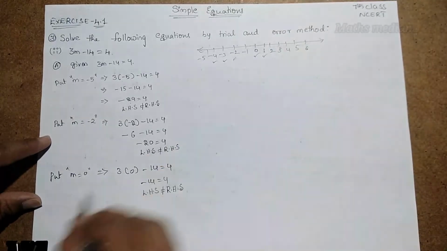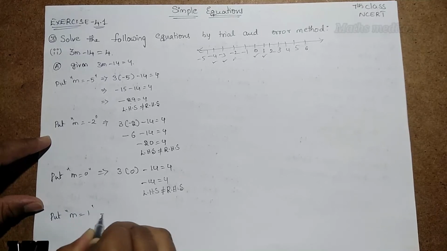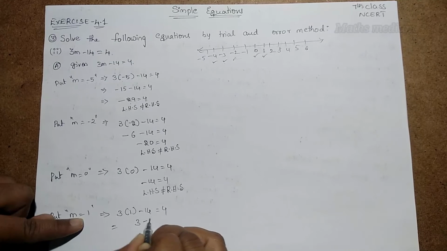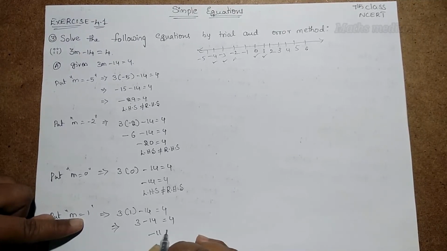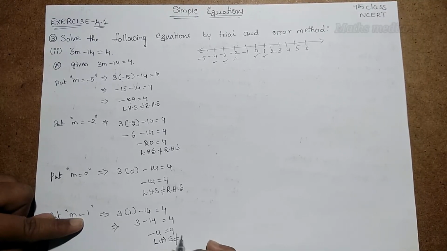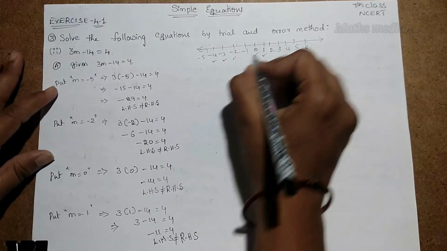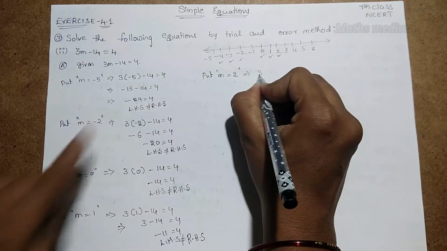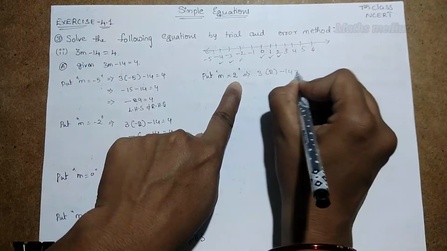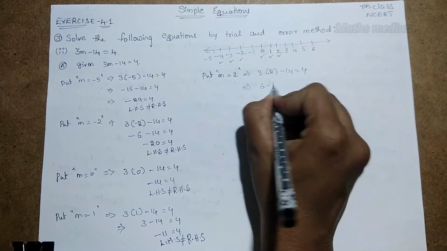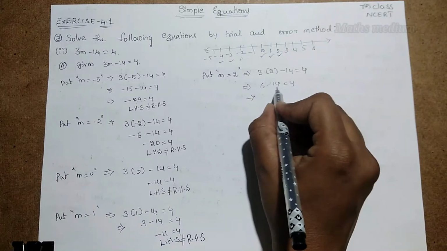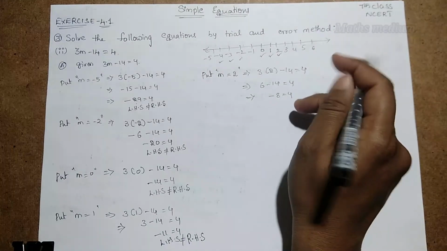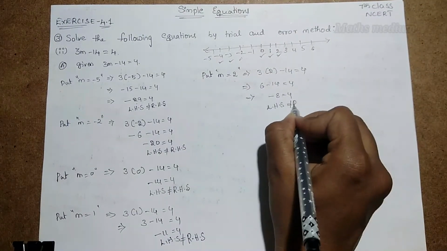Now I start with 1 also. Put m equal to 1 in place of m. So 3 into 1 minus 14 is equal to 4. So 3 ones are 3, minus 14 is equal to 4. Here minus 11 equal to 4. Here also L.H.S does not equal the R.H.S. Next coming to another value 2, put m is equal to 2. So 3 into 2 minus 14 is equal to 4. 3 twos are 6, minus 14 is equal to 4. Here minus 8 equal to 4. We are getting near. See here minus 8 and 4. So by using all these numbers we get an answer, I hope. Here L.H.S does not equal R.H.S here also.